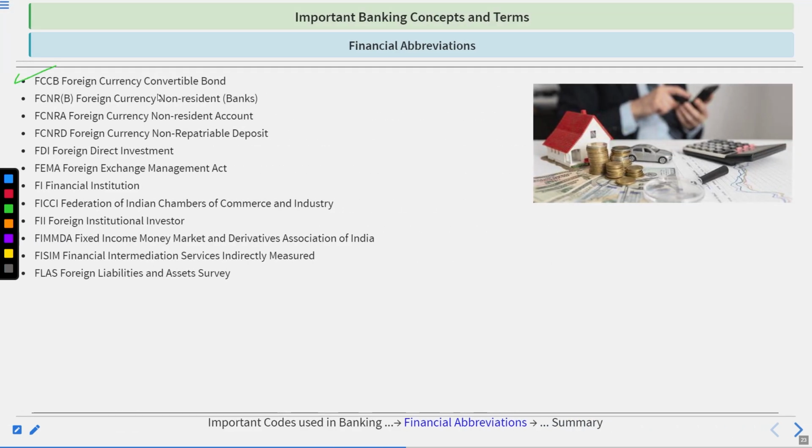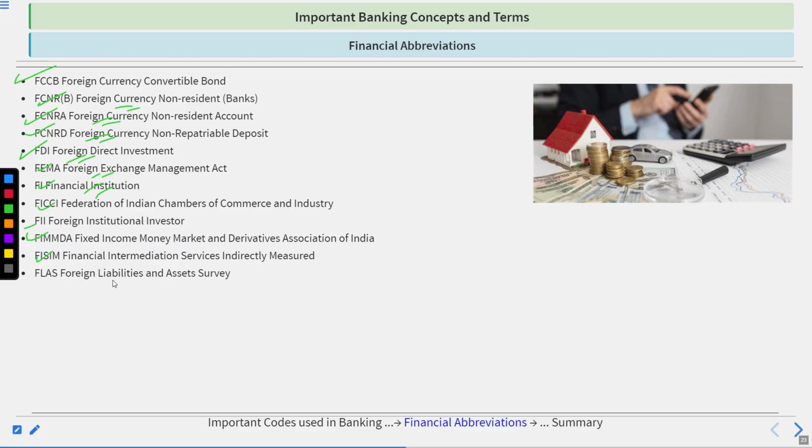FCCB, Foreign Currency Convertible Bond; FCNR, Foreign Currency Non-Resident Bank; FCNRA, Foreign Currency Non-Resident Account; FCNRD, Foreign Currency Non-Repatriable Deposit; FDI, Foreign Direct Investment; FEMA, Foreign Exchange Management Act; FI, Financial Institution; FICCI, Federation of Indian Chambers of Commerce and Industry; FII, Foreign Institutional Investors; FIMDA, Fixed Income Money Market and Derivative Association of India.